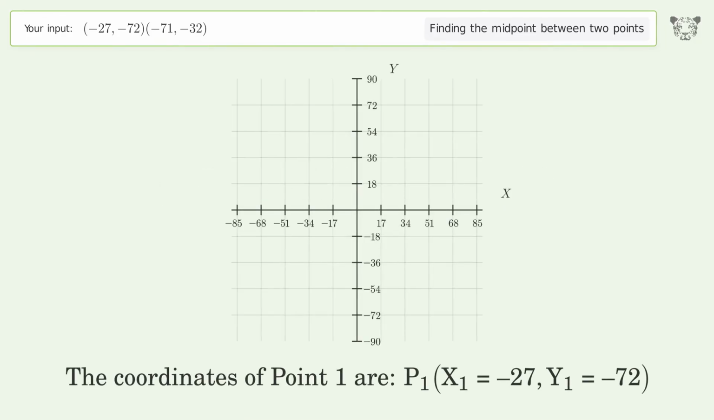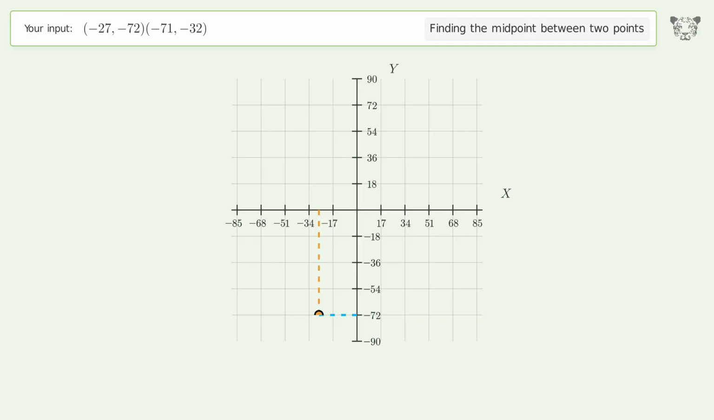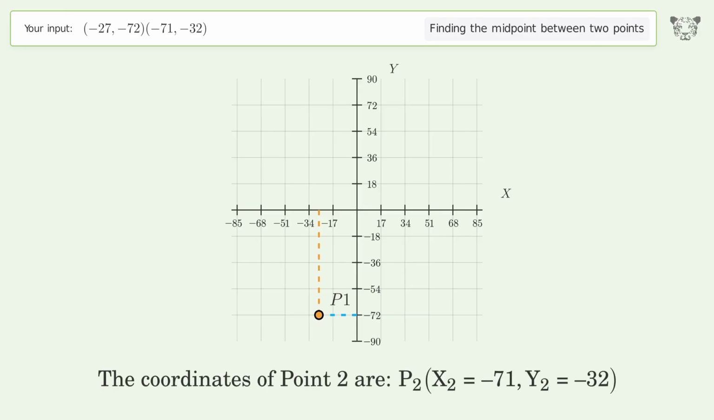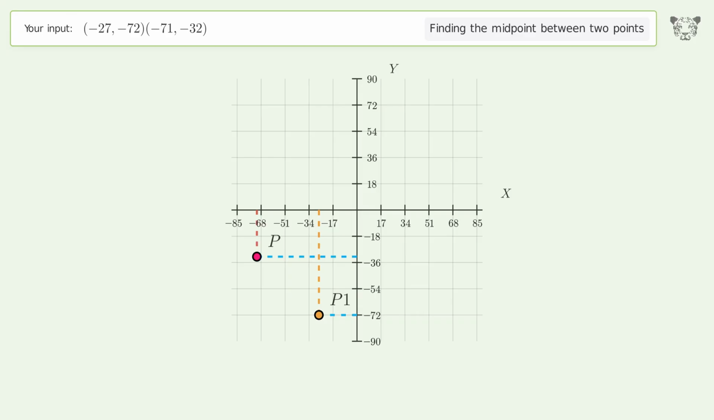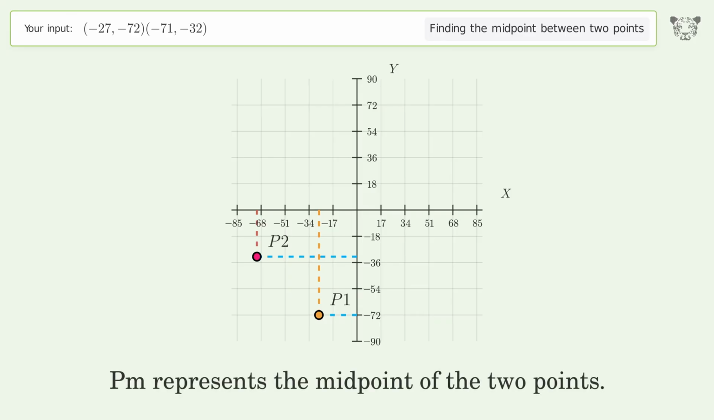The coordinates of point 1 are x1 equals -27, y1 equals -72. The coordinates of point 2 are x2 equals -71, y2 equals -32. PM represents the midpoint of the 2 points.